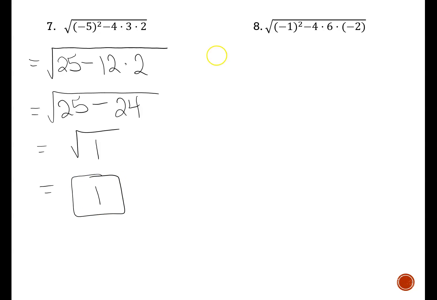Let's try another one. Actually, I'm going to give you just a minute to try this one on your own, and then I will work it out.